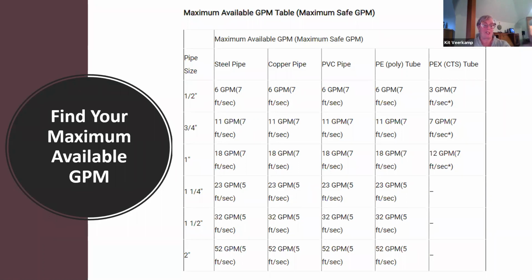So anyway, back to it. You need to determine what your maximum available gallons per minute is that you can use, based on your meter size and the line size coming in.